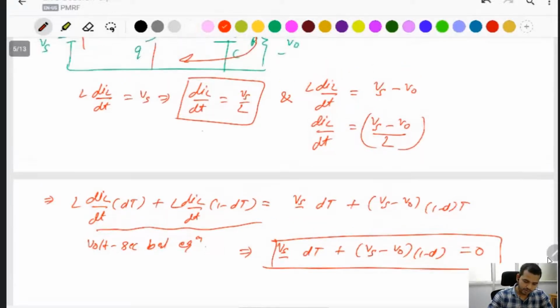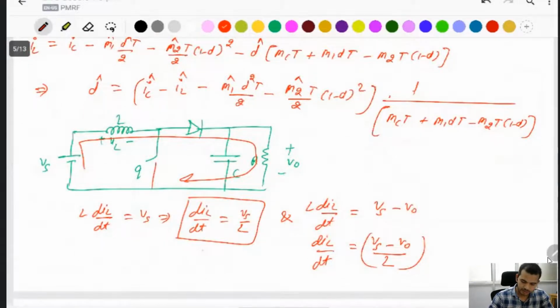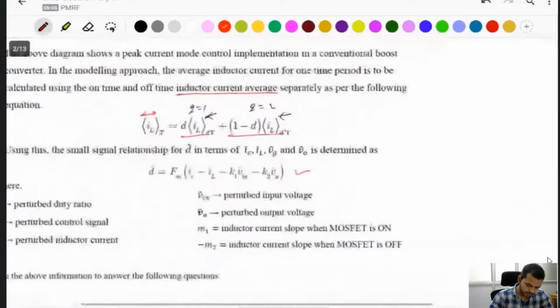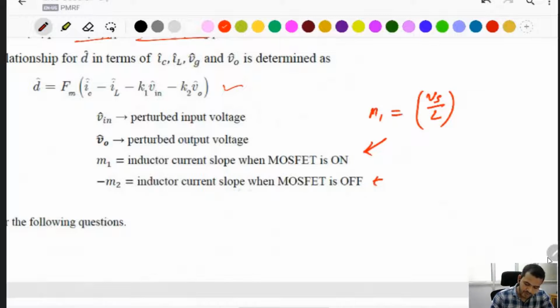Okay, come to the point here. Put M1 and M2 values; M1 is given as the inductor current slope when the MOSFET is on. When the MOSFET is on, the slope is Vs by L. And minus M2 is given as the slope when the MOSFET is off. It means minus M2 is equal to Vs minus V naught divided by L. It's given as minus M2, that's why I take M2 here.